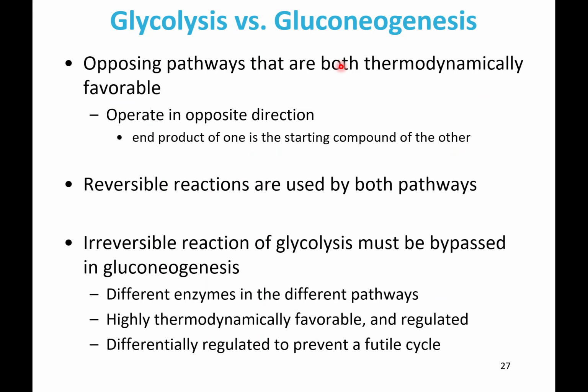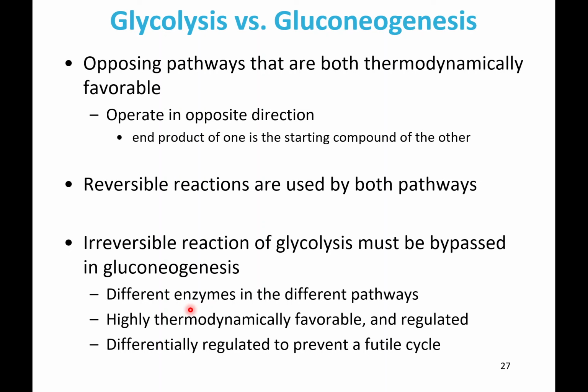Okay. These are, again, opposing pathways. They're both thermodynamically favorable, though. They're operating in opposite directions, obviously, where the end product of one is the starting product of the other. You can think of the reversible reactions in glycolysis as being used by both pathways. The irreversible reactions of glycolysis have to be bypassed in gluconeogenesis. If they're irreversible, you can't simply run them in reverse, so they have to be bypassed with other reactions. Other reactions means you have different enzymes, which really makes these different pathways.